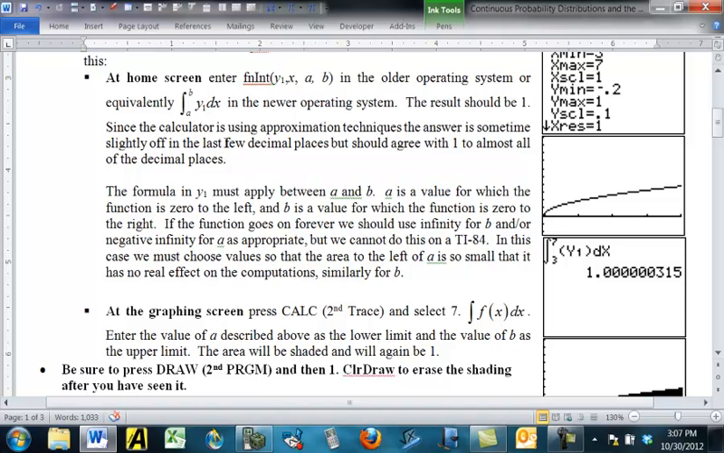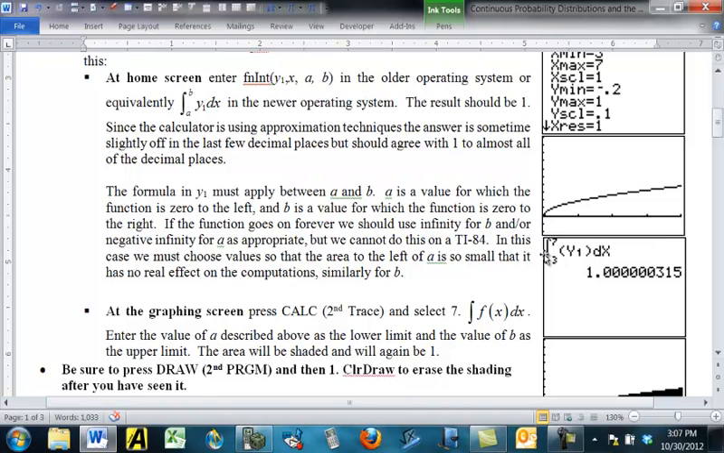Or if you got the newer operating system, it'll look like this. You can actually see it here, fnInt of Y1, and it's always an x for this last thing after the dx. Basically you can think of that as just identifying what our variable is, which will always be x for us. And when we do this, it should turn out to be 1.